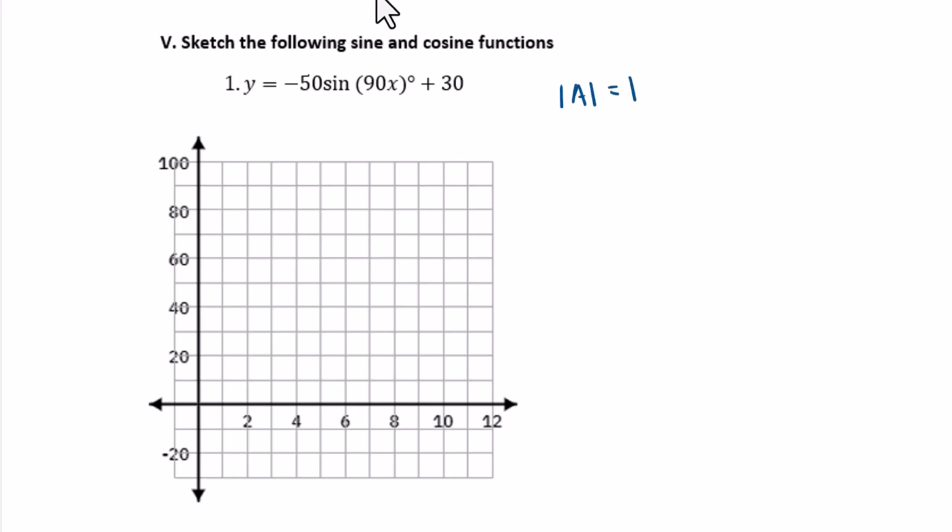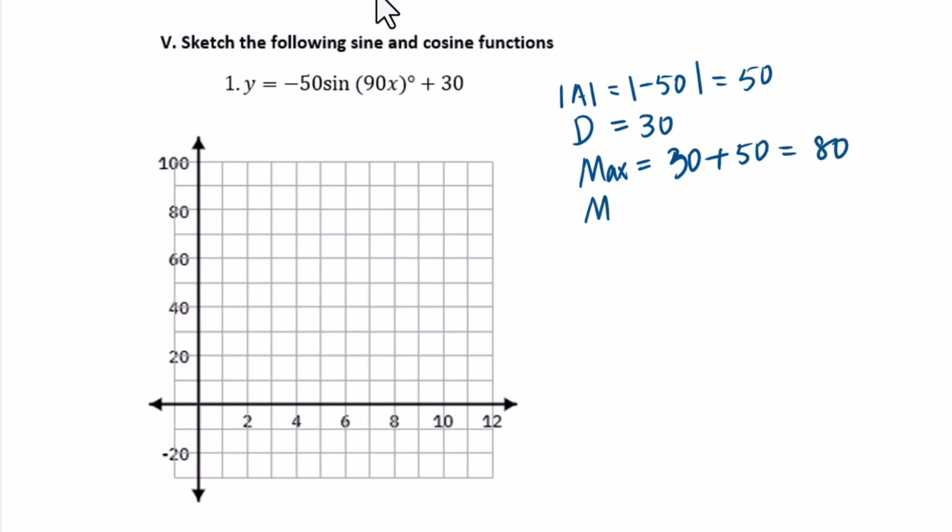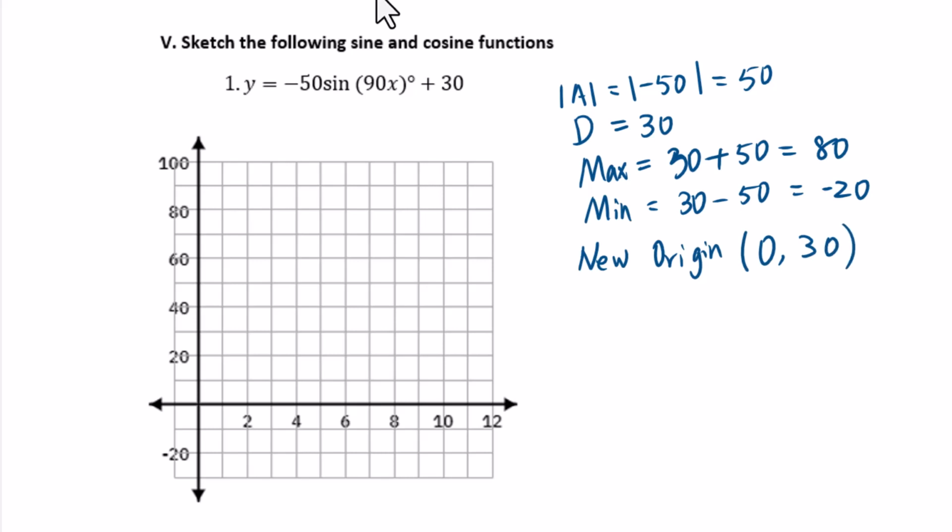Amplitude equals the absolute value of negative 50, which equals 50. Midline equals 30. So we get maximum value 30 plus 50, 80. Minimum value 30 minus 50 equals negative 20. The new origin: no horizontal translation. We have a vertical translation up 30 units. So the new origin is 0, 30.